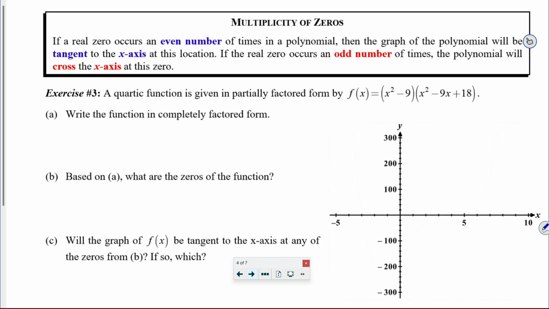If a zero occurs an even number of times in a polynomial, then the graph of the polynomial will be tangent to the x-axis at this location. If the real zero occurs an odd number of times, the polynomial will cross the x-axis at this zero. So it's kind of cool.